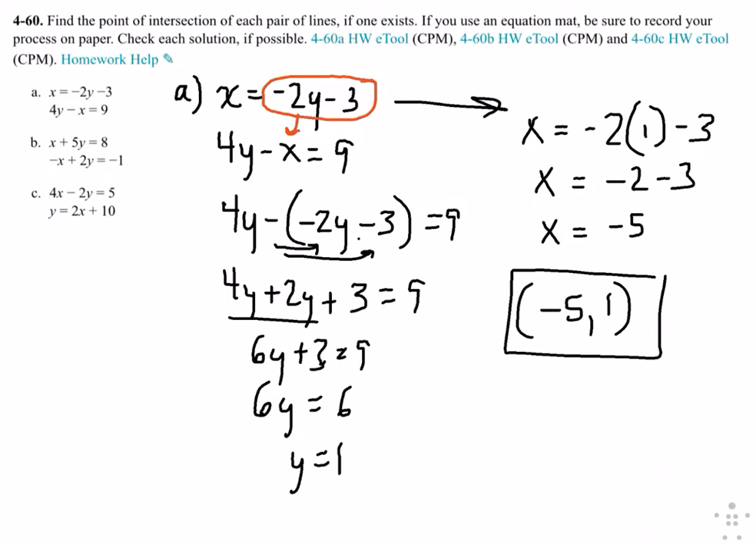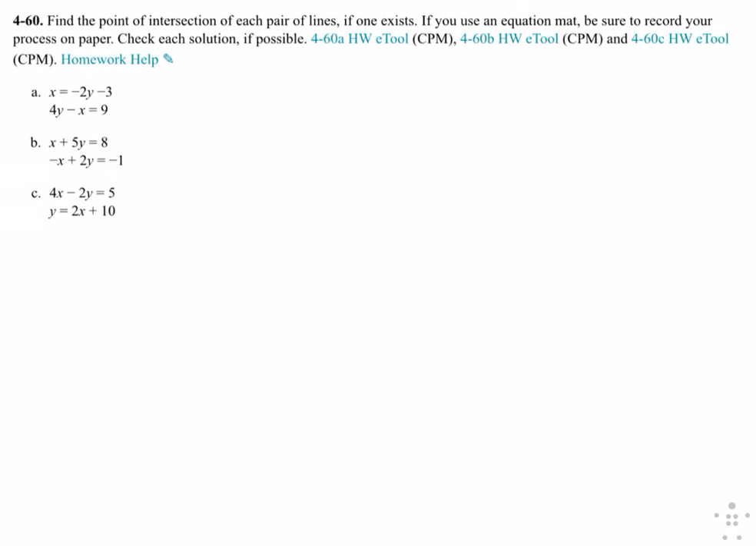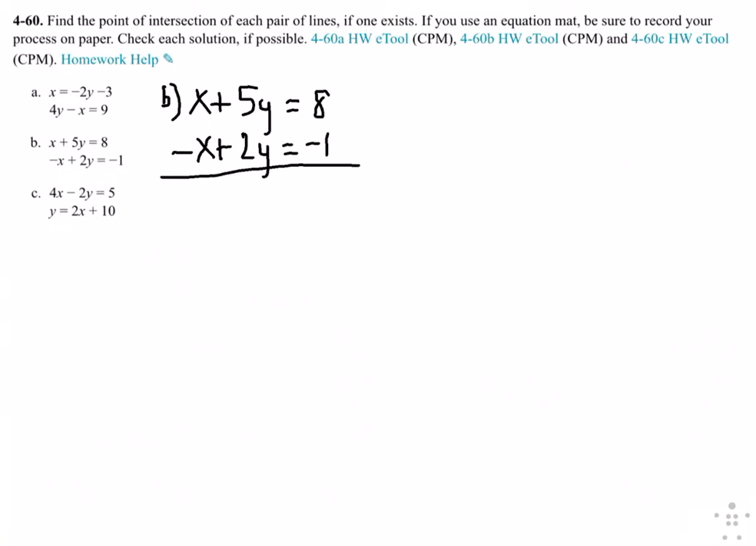Okay, so for B, let's make some room. For B, we have x plus 5y equals 8, and negative x plus 2y equals negative 1. Now this one's set up really well for elimination, because if I add both equations, x plus negative x is 0, 5y and 2y is 7y, and 8 and negative 1 is 7, so we get y equals 7 divided by 7.